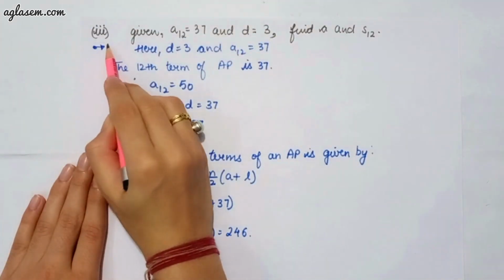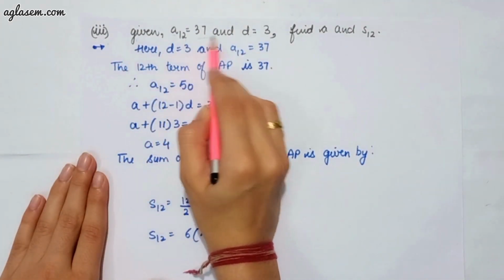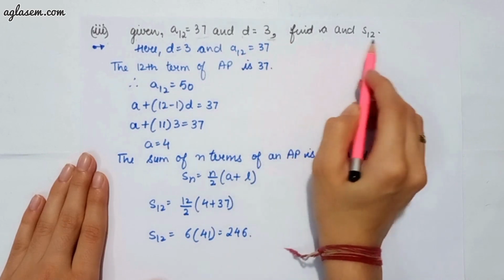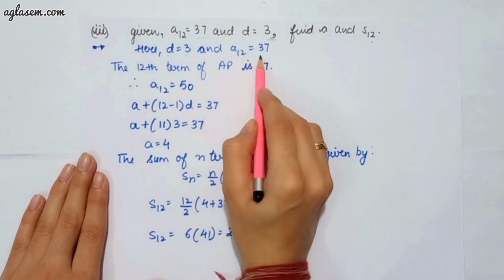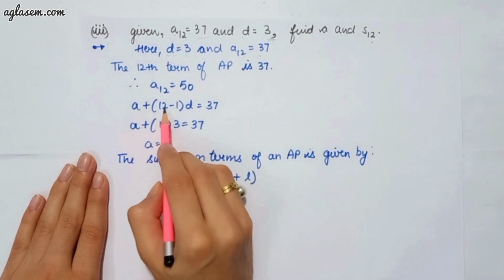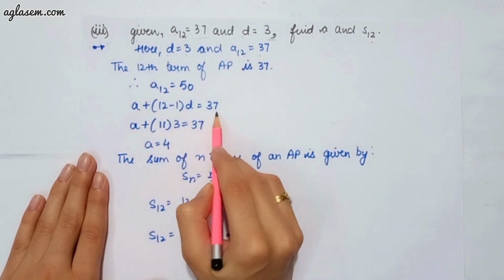Third part says given a12 that is 37 and d as 3. We have to find a and S12. So d is given, that is 3, and a12 is given, that is 37. It means a plus (12 minus 1) into d equals 37.